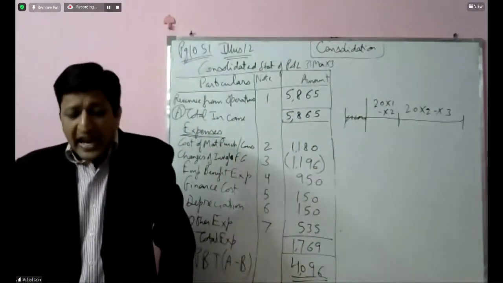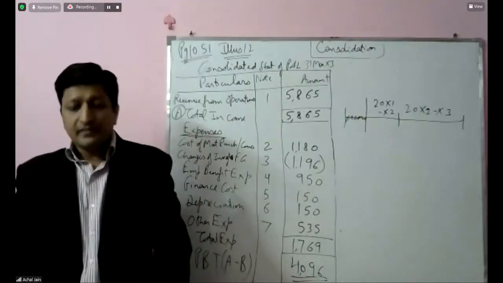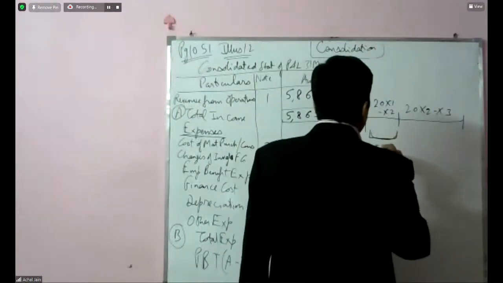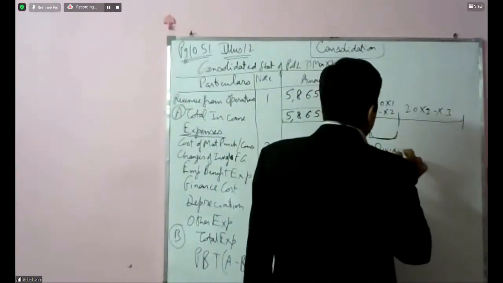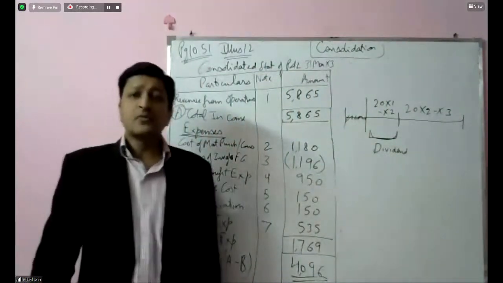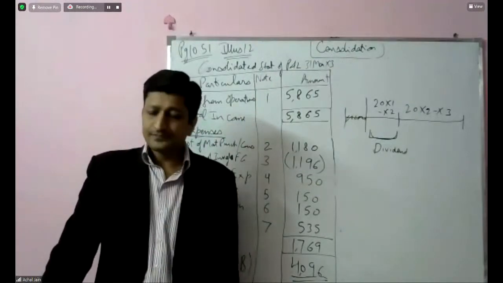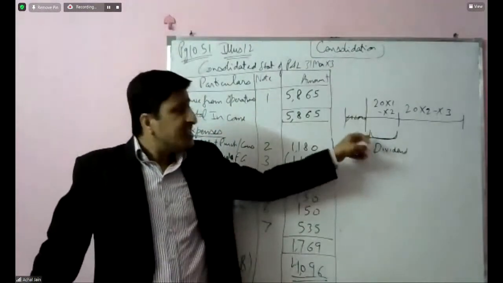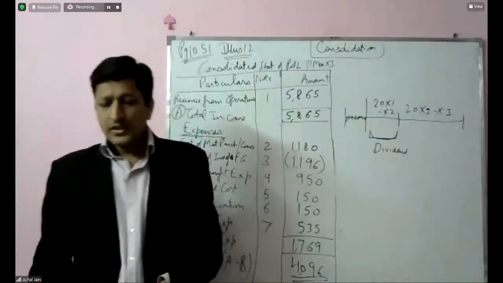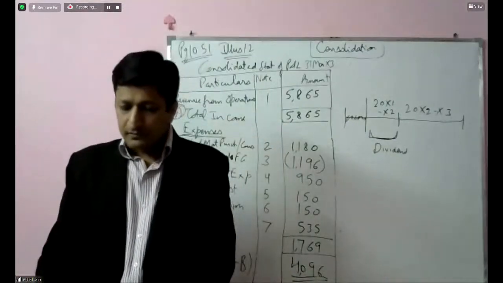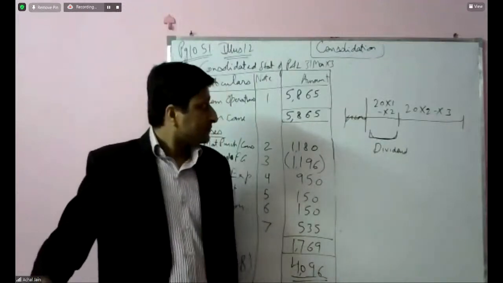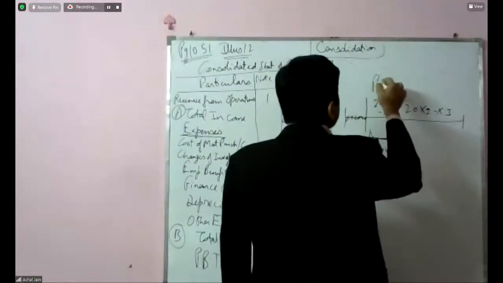Then it says S Limited declared and paid dividend for X1, X2. For this period, dividend was declared and paid. For X1, X2, dividend was declared and paid. Now, this period is what? Post-acquisition. Correct? This period is what? Post-acquisition. Okay. This is post-acquisition period.